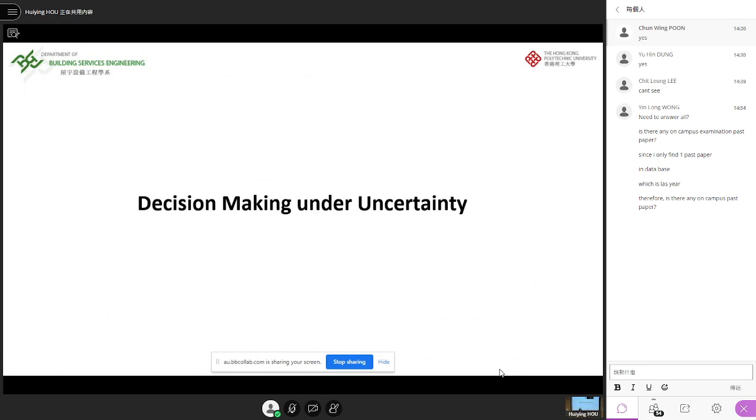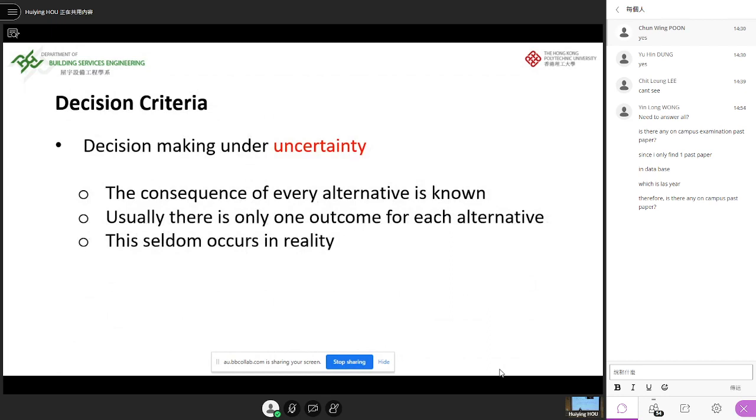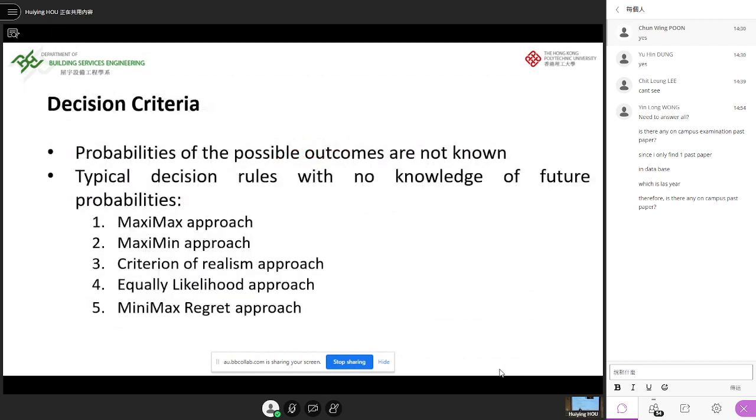So what we need to pay attention to is decision making under uncertainty and decision making under risk. For decision making under uncertainty, there are a few approaches developed to guide us: the maximax approach, maximin approach, criterion of realism approach, equally likely approach, and minimax regret approach.